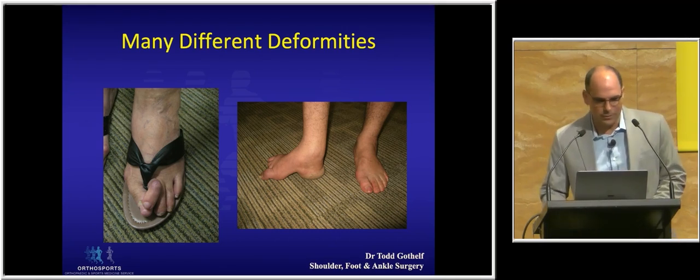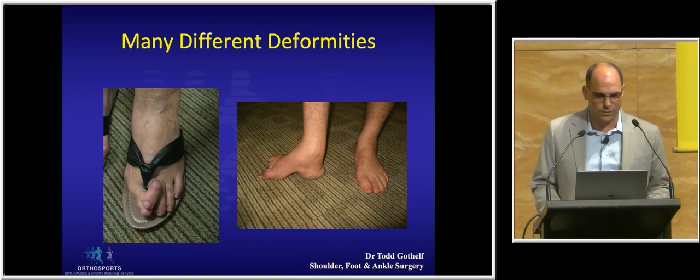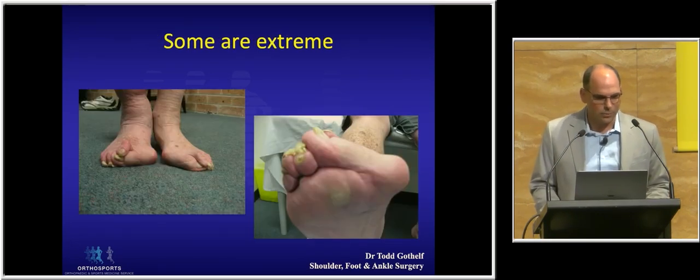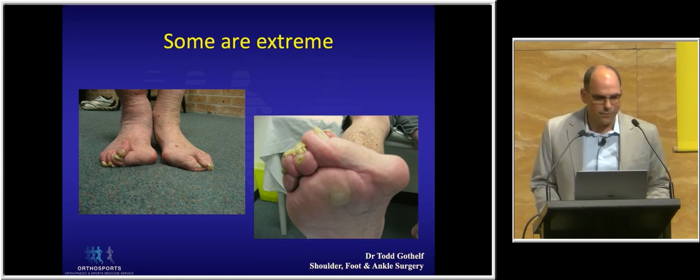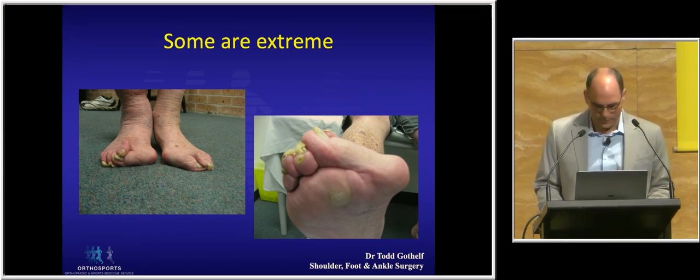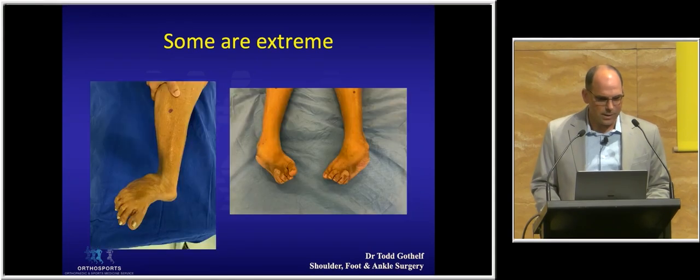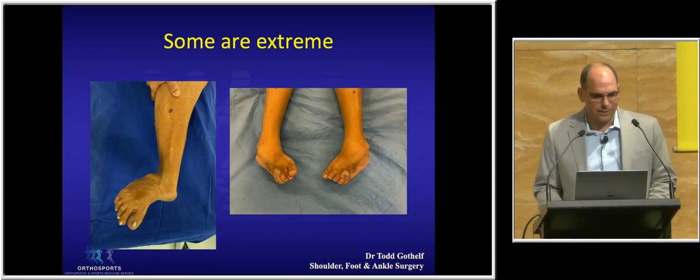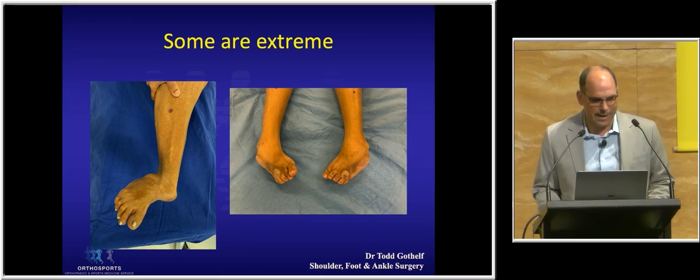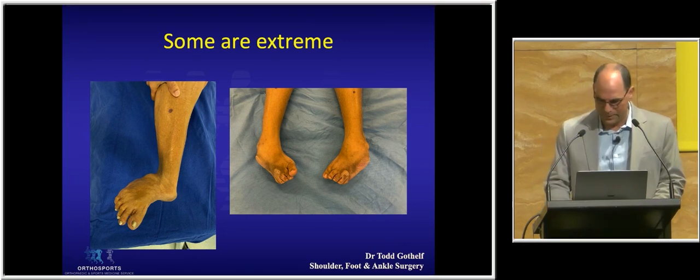Here on the right side, you see a severe cavus foot, or at least that's what it looks like. Some of these things are quite extreme. Here's a very severe bunion deformity in someone. And then some are quite extreme. On the left-hand side, this is an ankle that's been dislocated. And on the right-hand side, there are some clubfoot deformities.